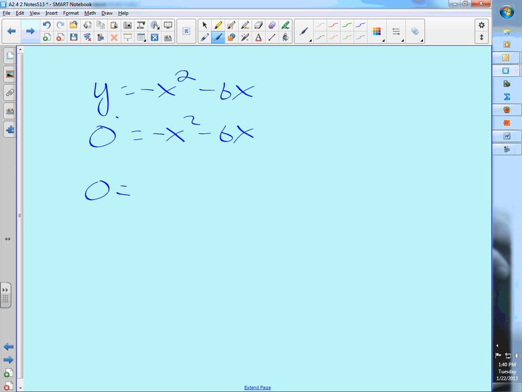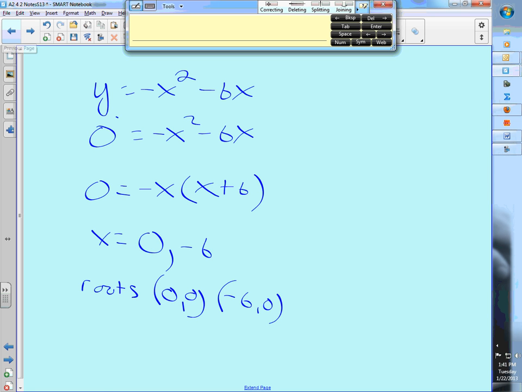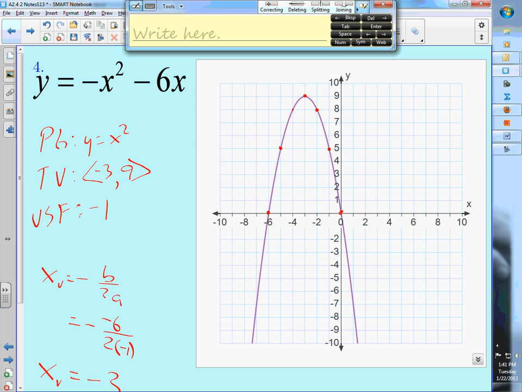And what could you factor here? Negative x. And what would be left? Plus 6. What value of x makes this 0? 0. And what makes the other factor 0? Negative 6. So your roots are 0, 0, and negative 6, 0. The same thing we got on this graph. Negative 6, 0, and 0, 0.